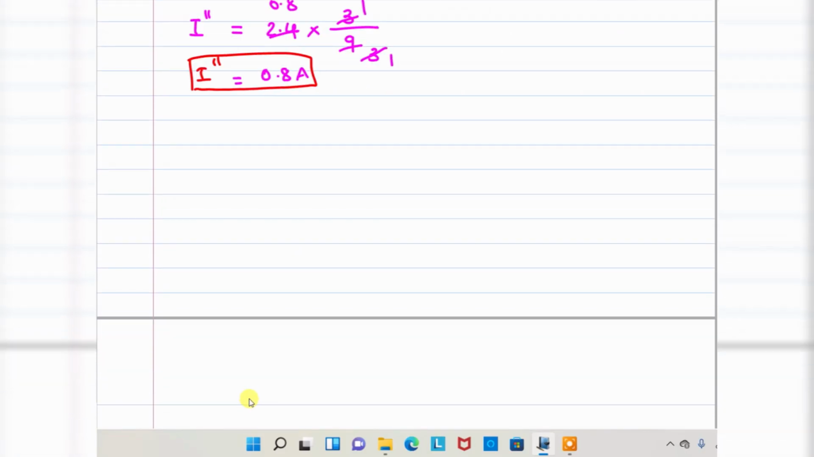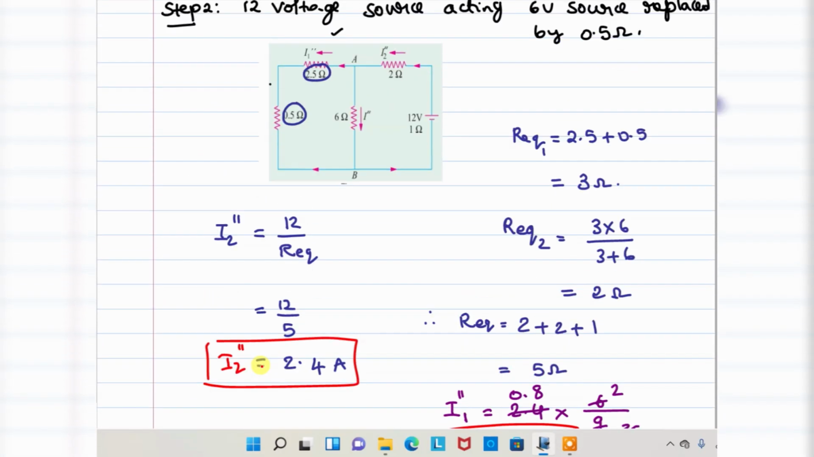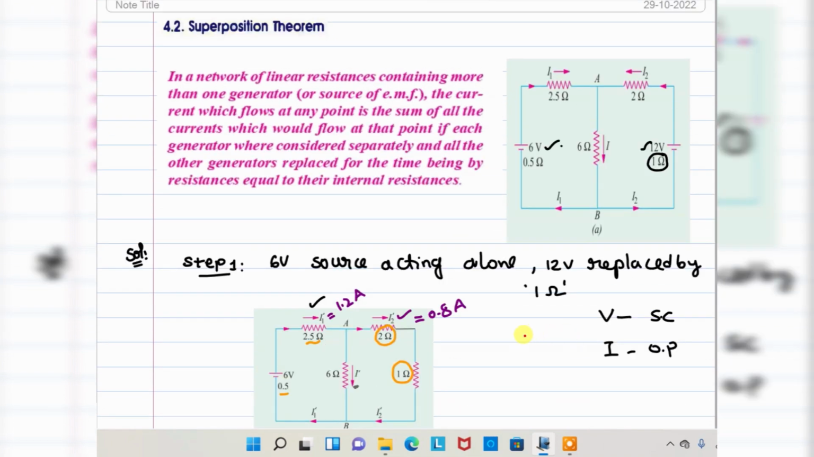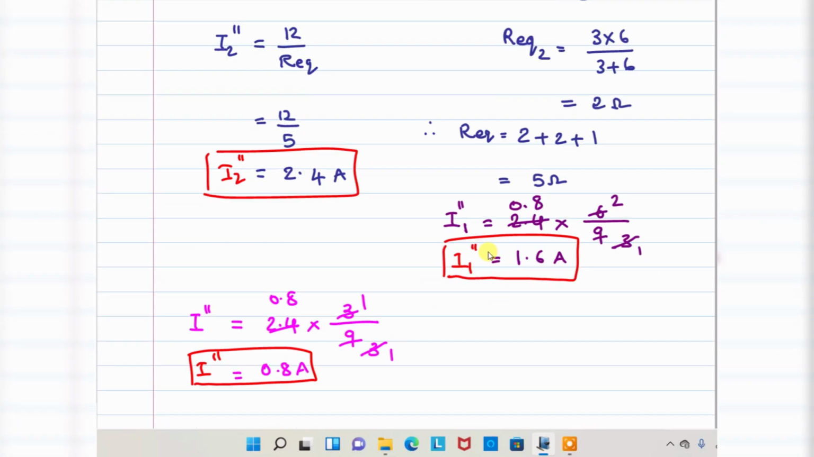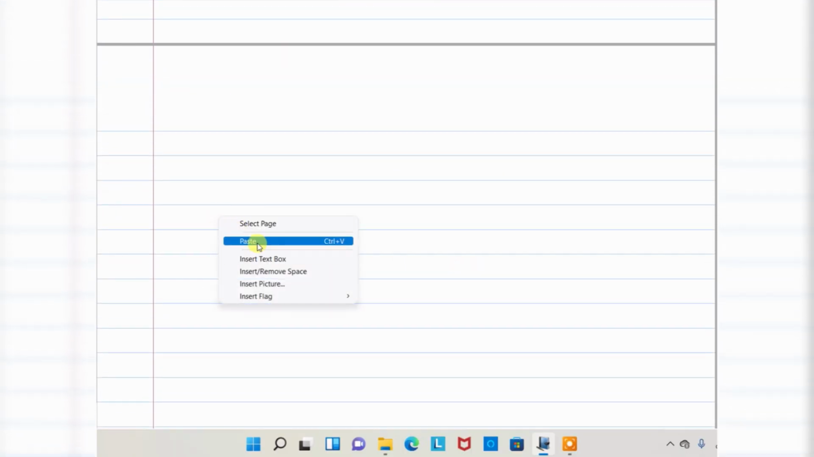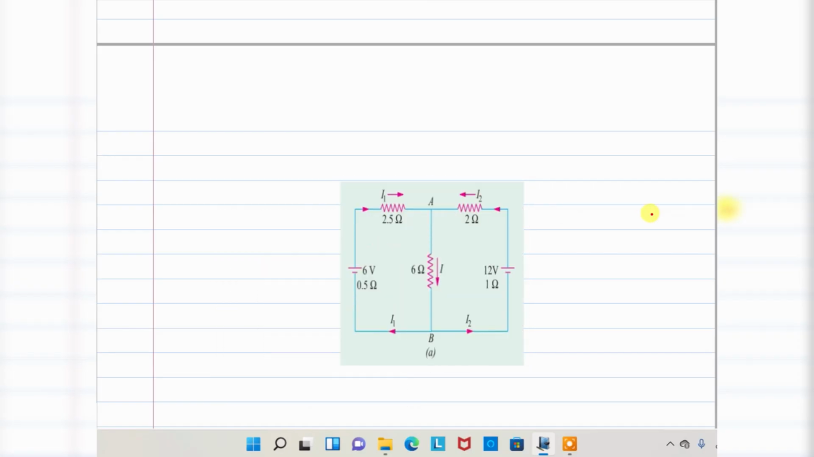So I got all three cases, right? Once I got all three cases, then I find out the total response. According to the theorem, the summation of individual responses is equal to the total response. So I need to copy the circuit in step 3. Right. So here step 3. In step 3, both the sources are present.